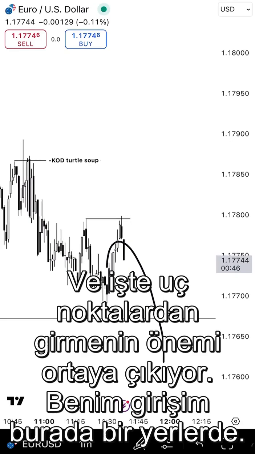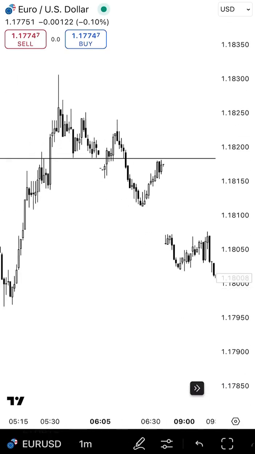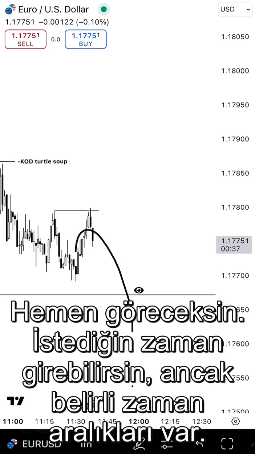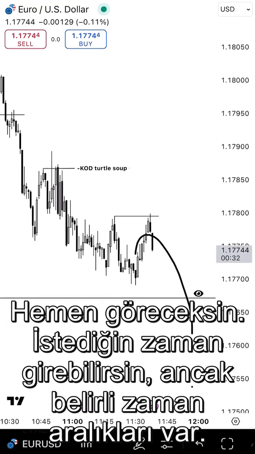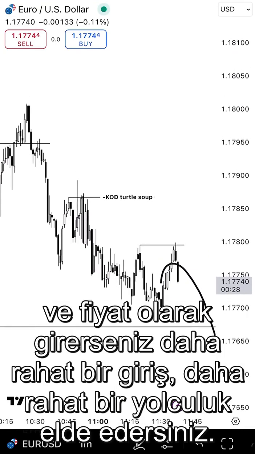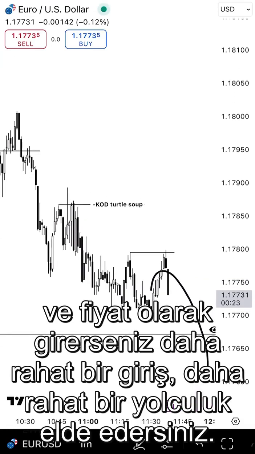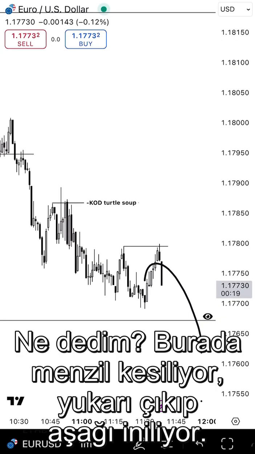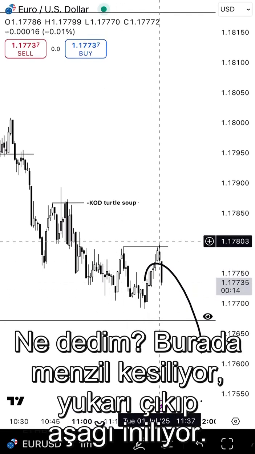And here comes the importance of entering at the extremities. My entry is up here somewhere, right? You'll see it right now. You can enter whenever you want, but there are certain points in time and price where if you enter, you get a more smooth entry, smooth sailing, right? What did I say? Range, chopping around here, going up to go low.